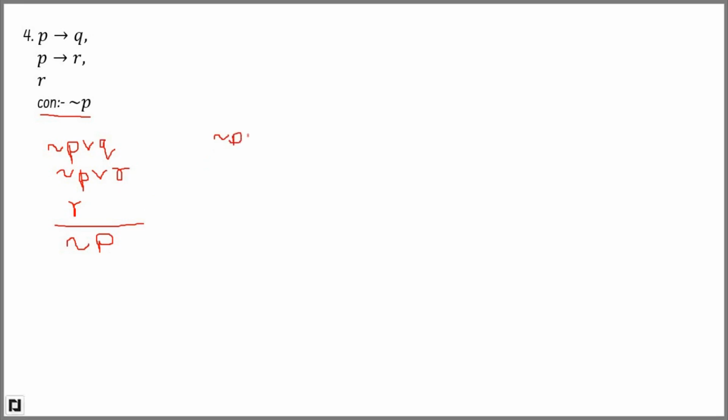Now we have to take the negation of the conclusion, so our statements will become negation P or Q, negation P or R, R, and, taking the negation of the conclusion, P. Now we can write a conjunctive normal form of these statements. For writing a conjunctive normal form, we write all the statements separated by the AND operator.